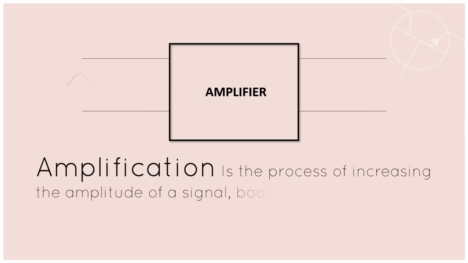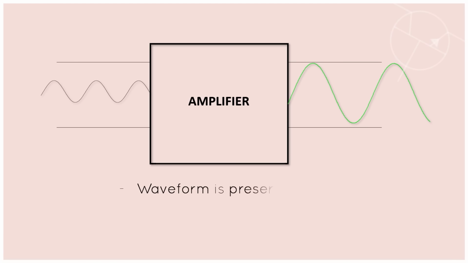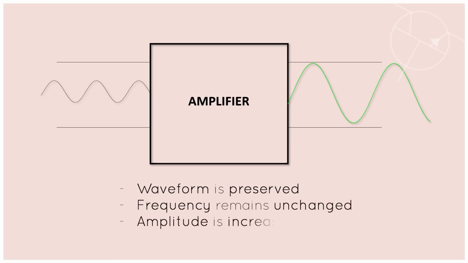Simply put, amplification is the process of increasing the amplitude of a signal, boosting the strength of a weak signal to a usable level with high waveform fidelity. By high fidelity, we mean the waveform is preserved, frequency remains unchanged, but we expect our amplitude to increase and our phase might be changed.